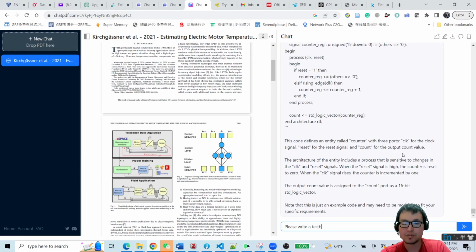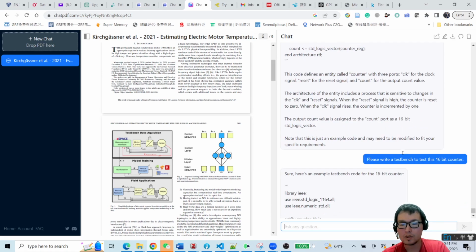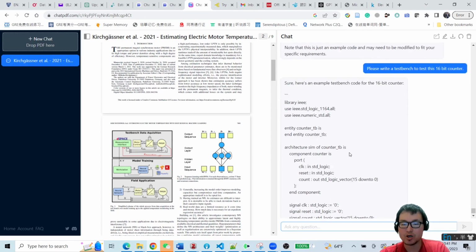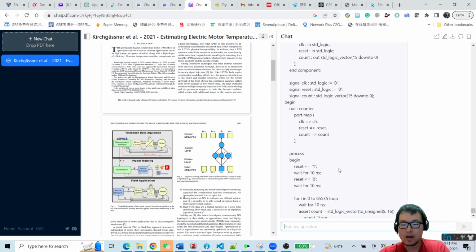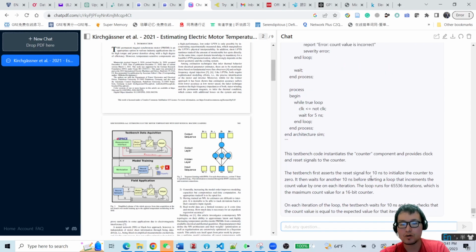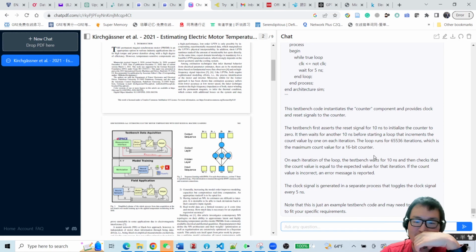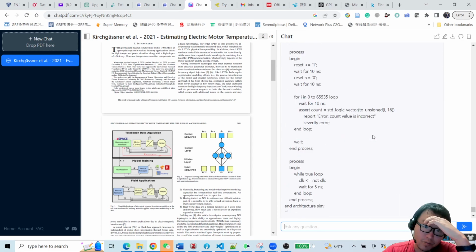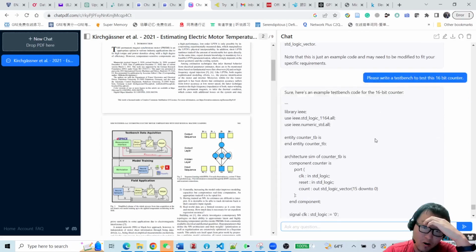And really, we could say, please write a test bench to test this 16-bit counter. Okay, so here it will write a test bench for you, and you essentially can plug those into the Xilinx Vivado and test it. I tested it and it works pretty well. This is fascinating. I used to learn these kinds of things by myself, and it requires a lot of time to actually be able to efficiently write VHDL, right?